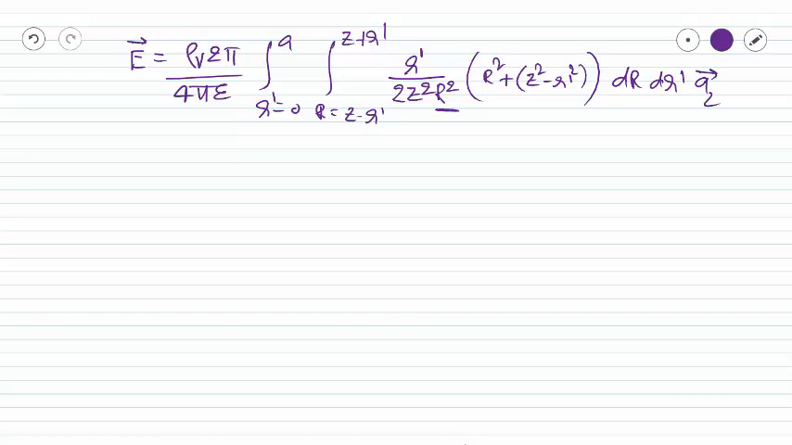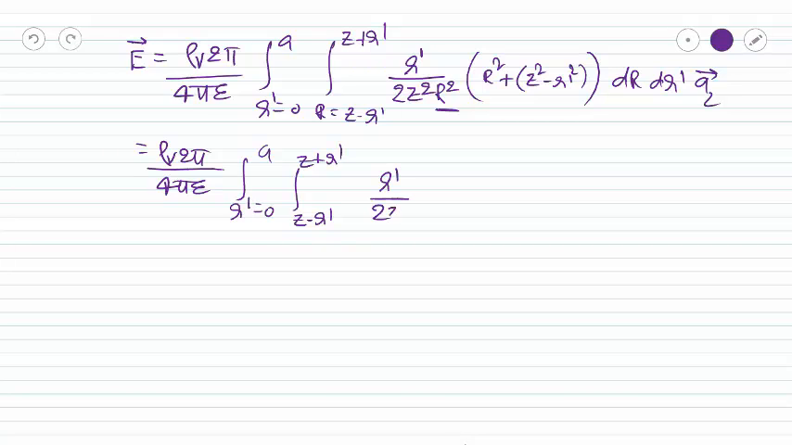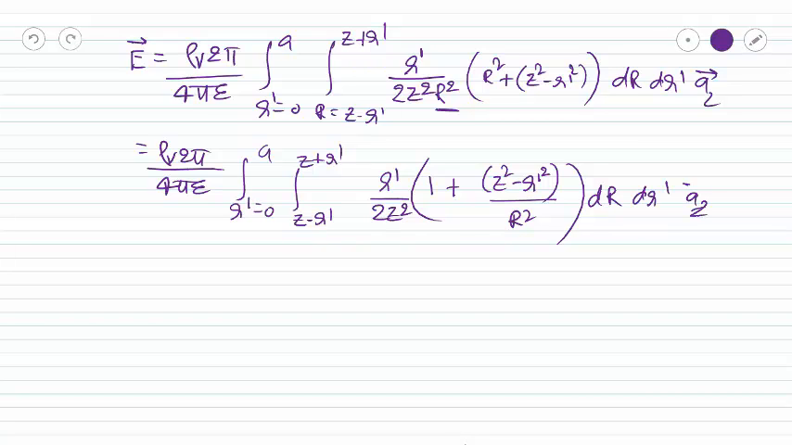Now we will bring this R square inside. So rho v 2 pi by 4 pi epsilon, r' equal to 0 to a. So this is z minus r' to z plus r'. So r' by 2z square. If I divide this, I will get 1 plus z square minus r' square divided by R square, and close, dR dr' is z bar. Okay. Now we would like to integrate with respect to R.